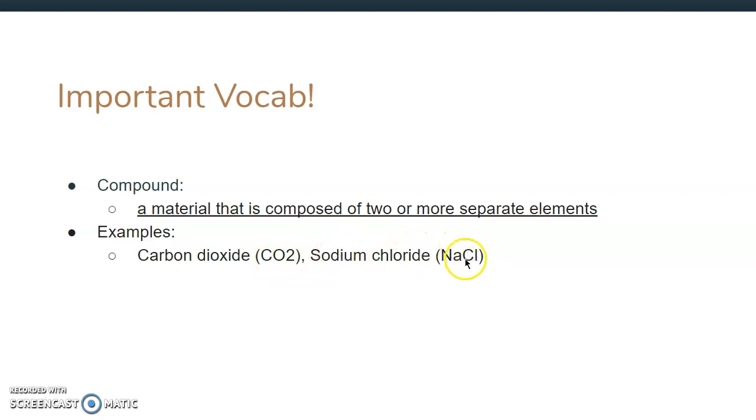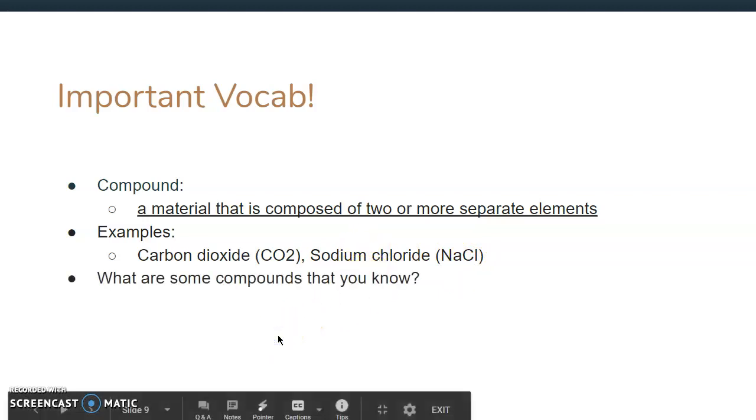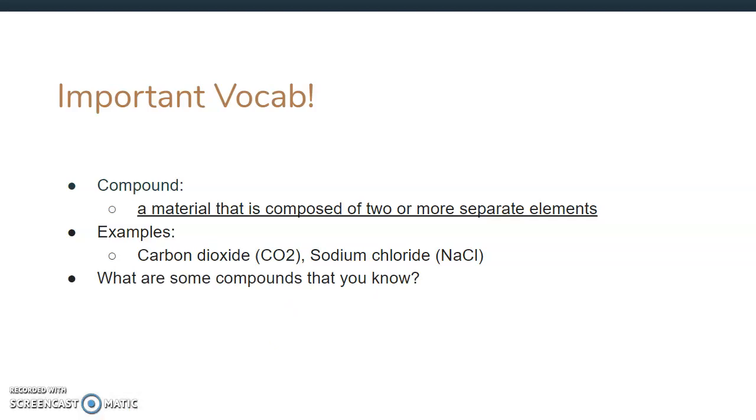The abbreviation for sodium is Na, and the abbreviation for chloride is Cl. This is an L, not an I. And sodium chloride is also known as table salt. So whenever you're putting salt on your food, you are adding sodium chloride. And then I'm curious if you guys know of any other compounds or anything that might come to mind where we have two or more elements bonded together.